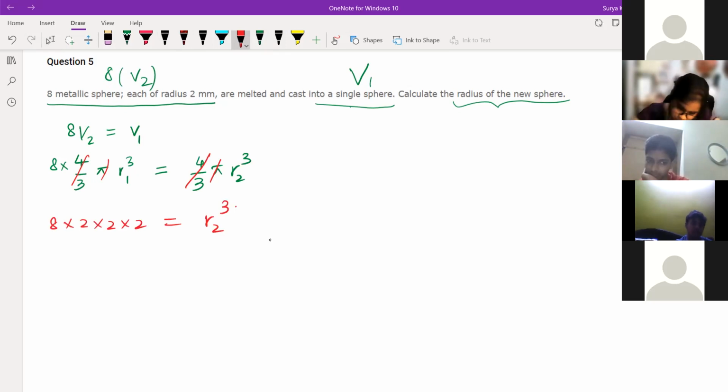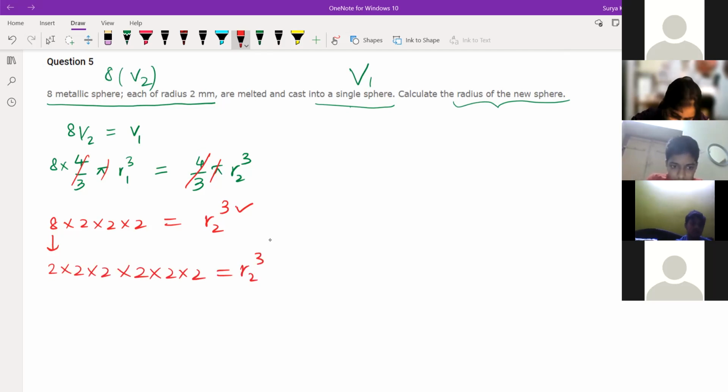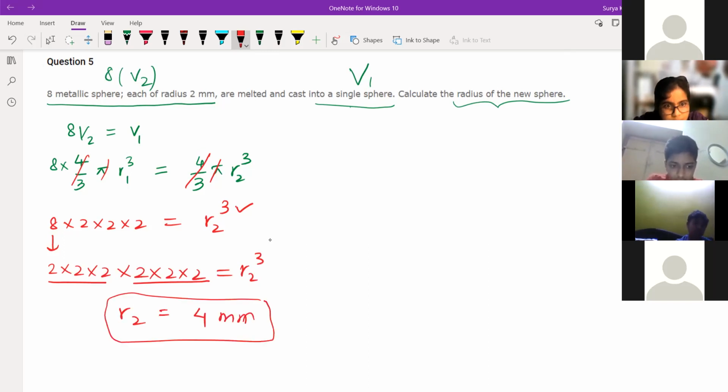Now we have to make 3 pairs, right? Akshat, here power 3 is there. So we have to make 3 pairs. So 8, what can we write for 8? 2 into 2 into 2. Again, 2 into 2 into 2 is equal to R2 cube. Now make pairs here, 3 pairs. So R2 is equal to 4 mm. I think it's clear to everyone, right? Yeah, sir. Yes, sir.